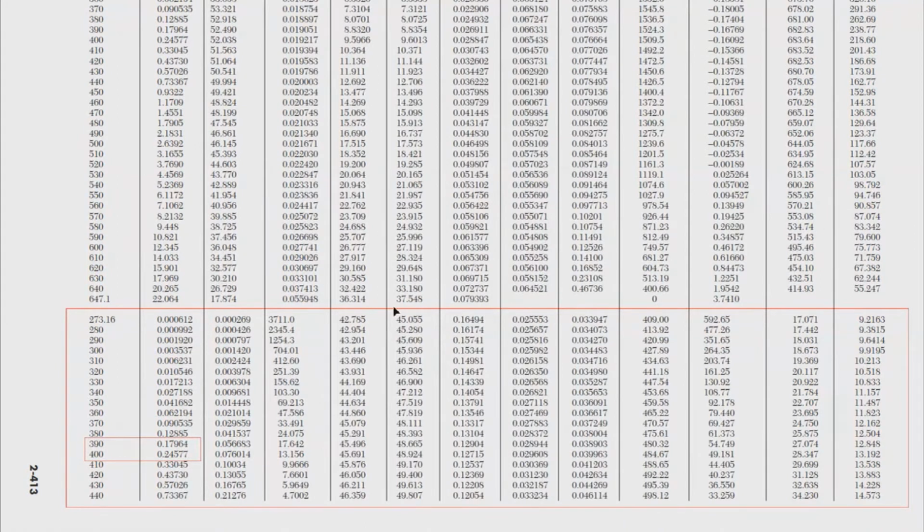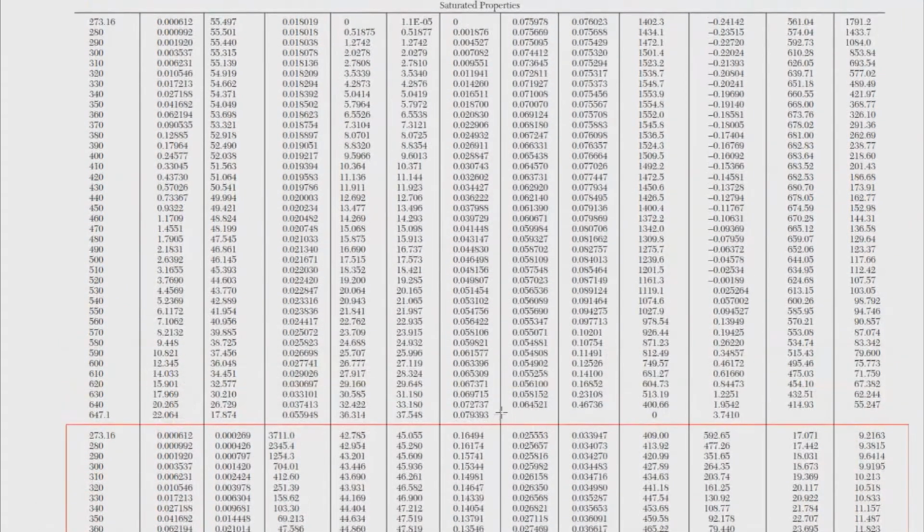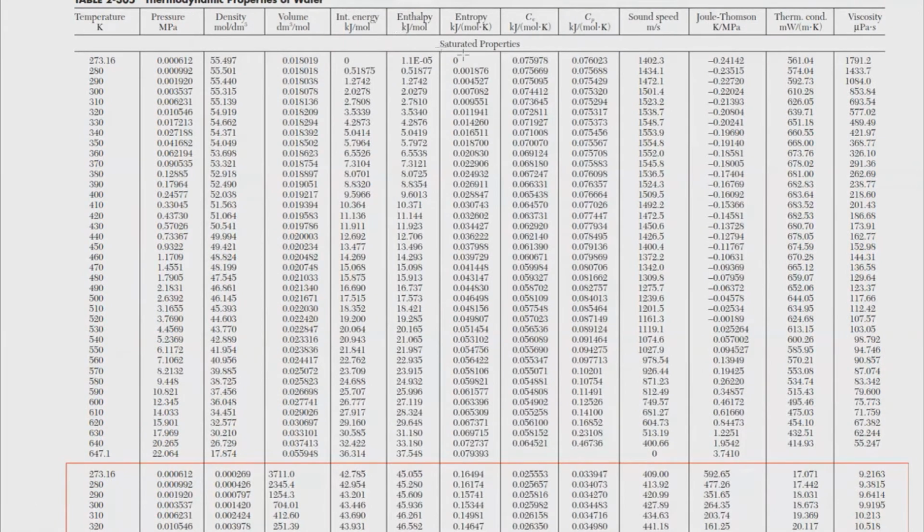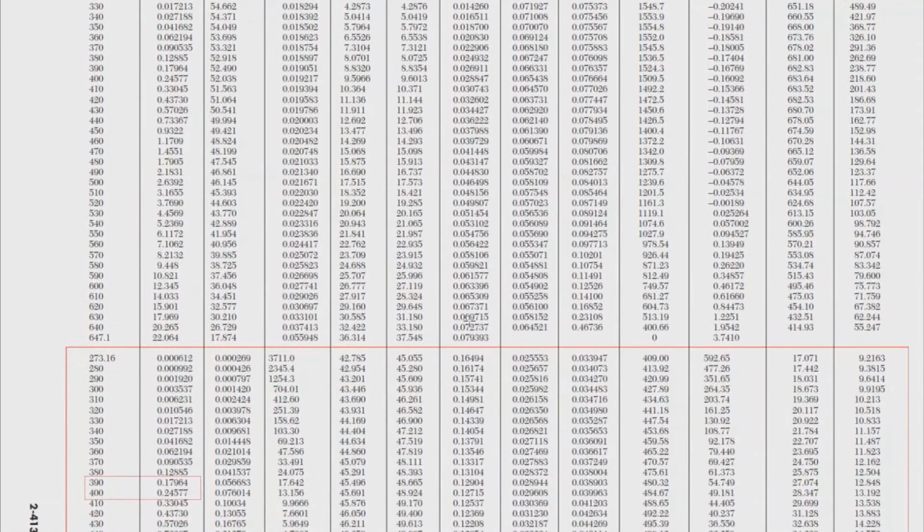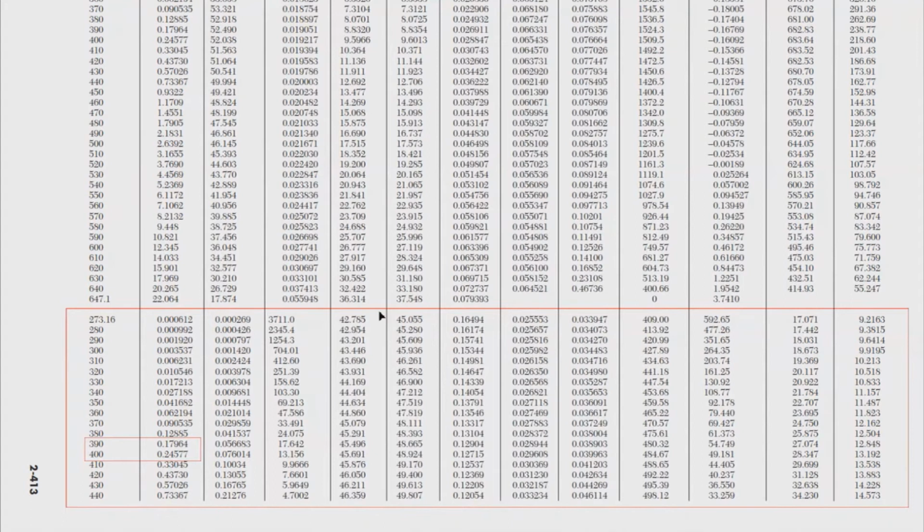But, you need to always remember na dapat ang gagamitin mo is itong portion na to kasi what if we need something like enthalpy or entropy? So, it will be a lot different. So, don't forget about it. Para maging sanay na kayo, always use the same part of the table.